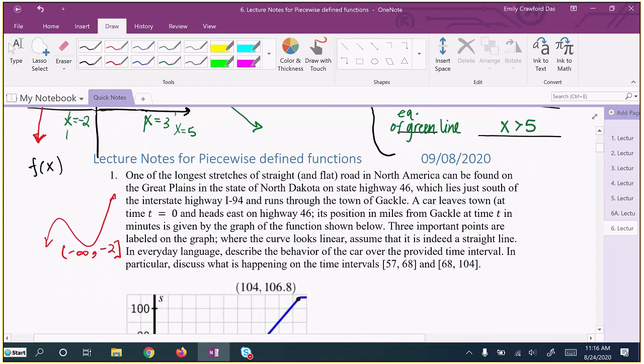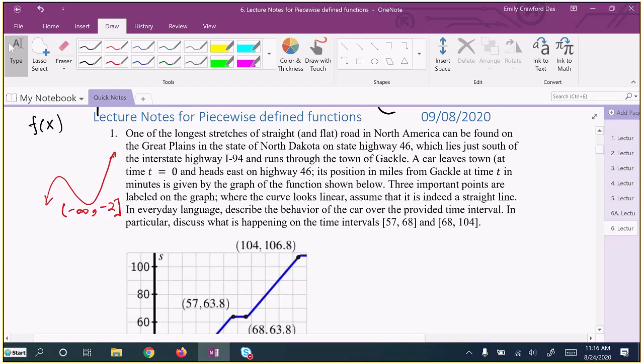So another thing that I want to point out is that in real life situations, we're often going to need piecewise functions because in real life situations, things change over time. So we might be following one line for some time, then later we have to change and follow some other line. So this word problem is going to be an example of that idea.